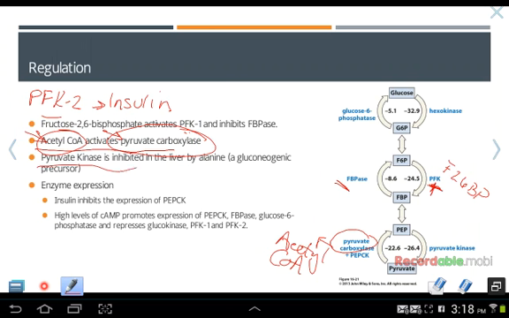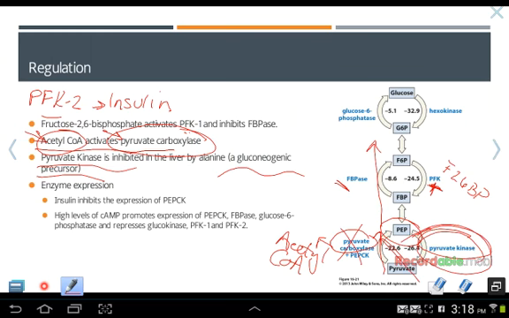Pyruvate kinase is inhibited in the liver by alanine, which is also a gluconeogenic precursor. So if we're undergoing gluconeogenesis, then obviously pyruvate kinase, which is this enzyme, does not need to be working, and it would save us a few steps if we could go from PEP to glucose versus starting from pyruvate to glucose. So by shutting off pyruvate kinase, we can stop glycolysis here and then just go in the reverse.